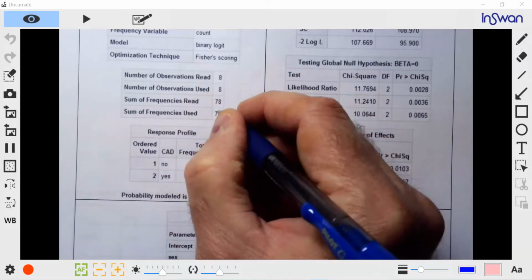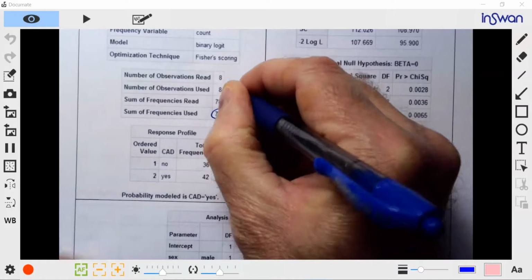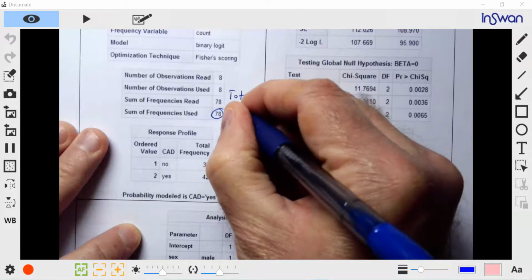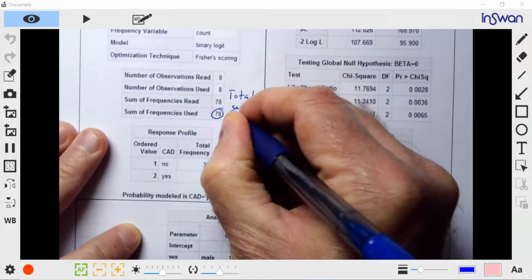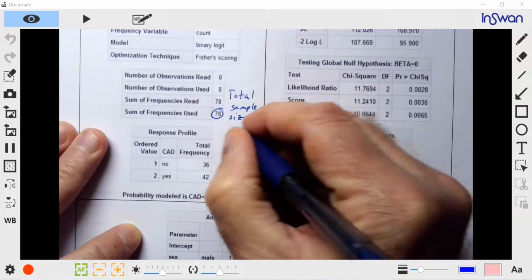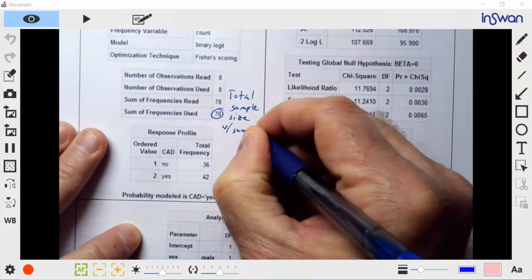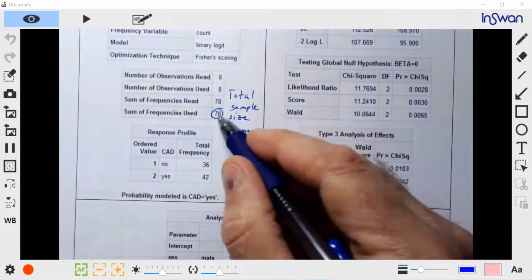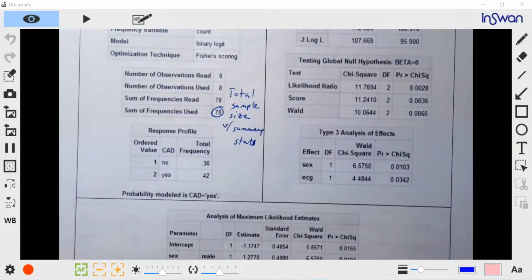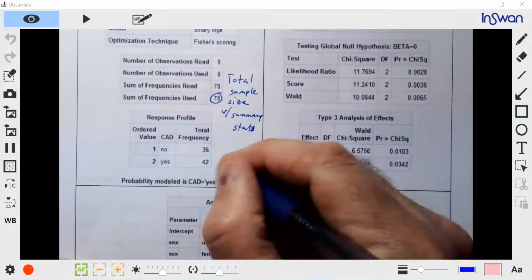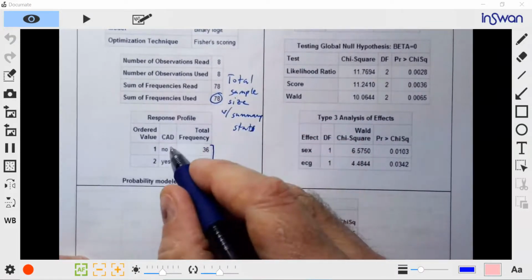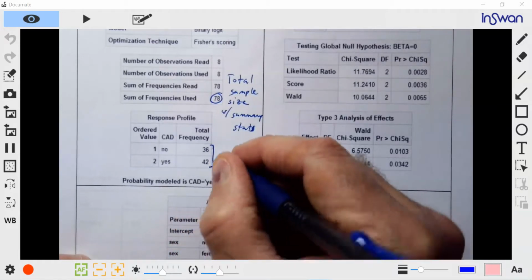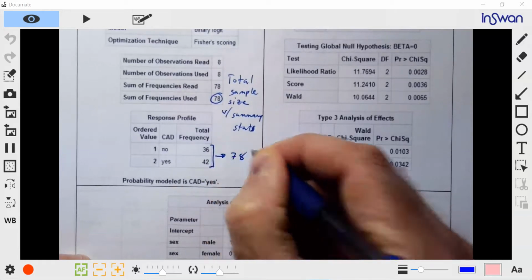The sum of the frequencies used is actually your total sample size when you enter data using summary stats. So the total sample size is 78. And good, that's what we counted up before, that there were 78 observations in our data set. And down here's a nice breakout of the total observations. There were 36 with no coronary disease, and there were 42 with coronary disease. That adds up to 78, so that's good.